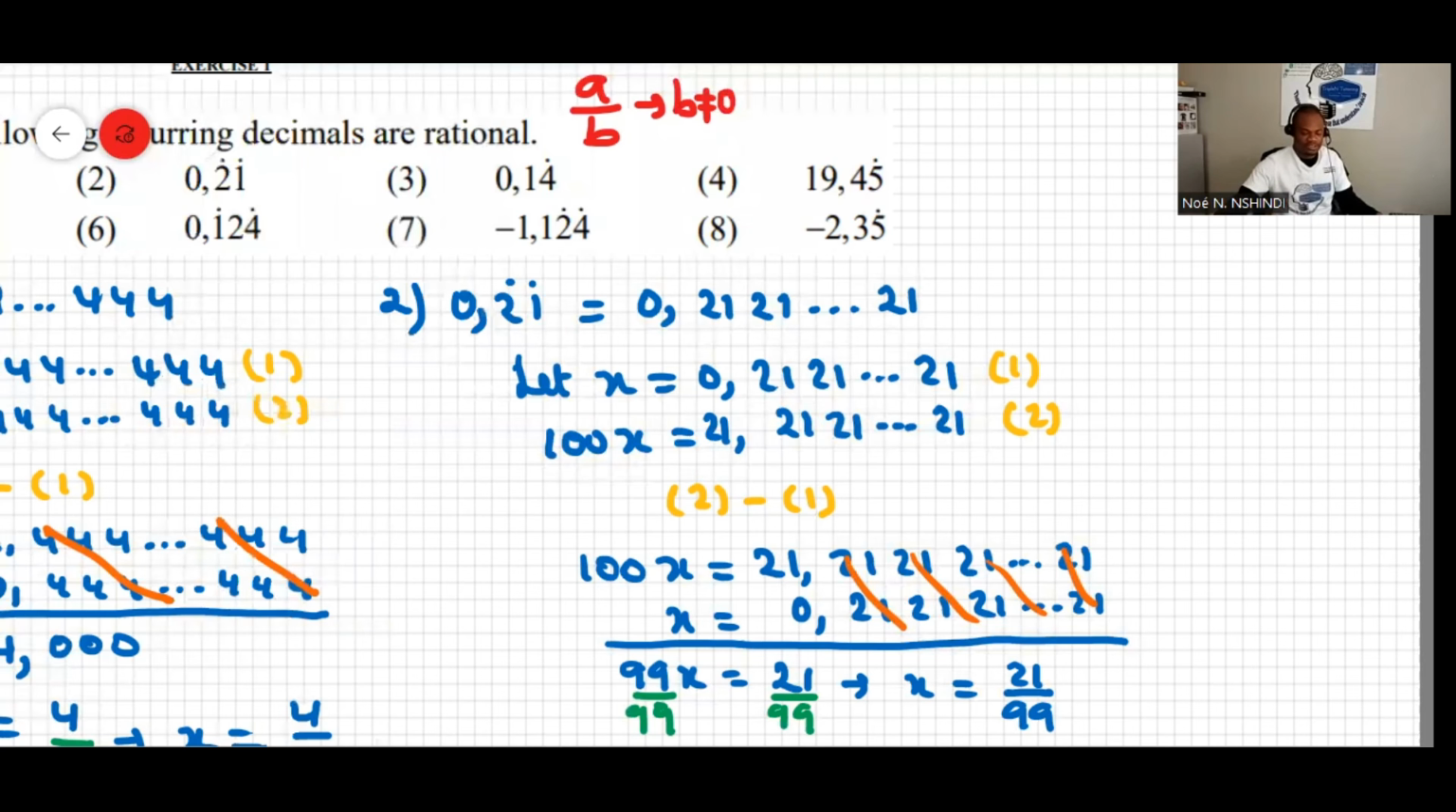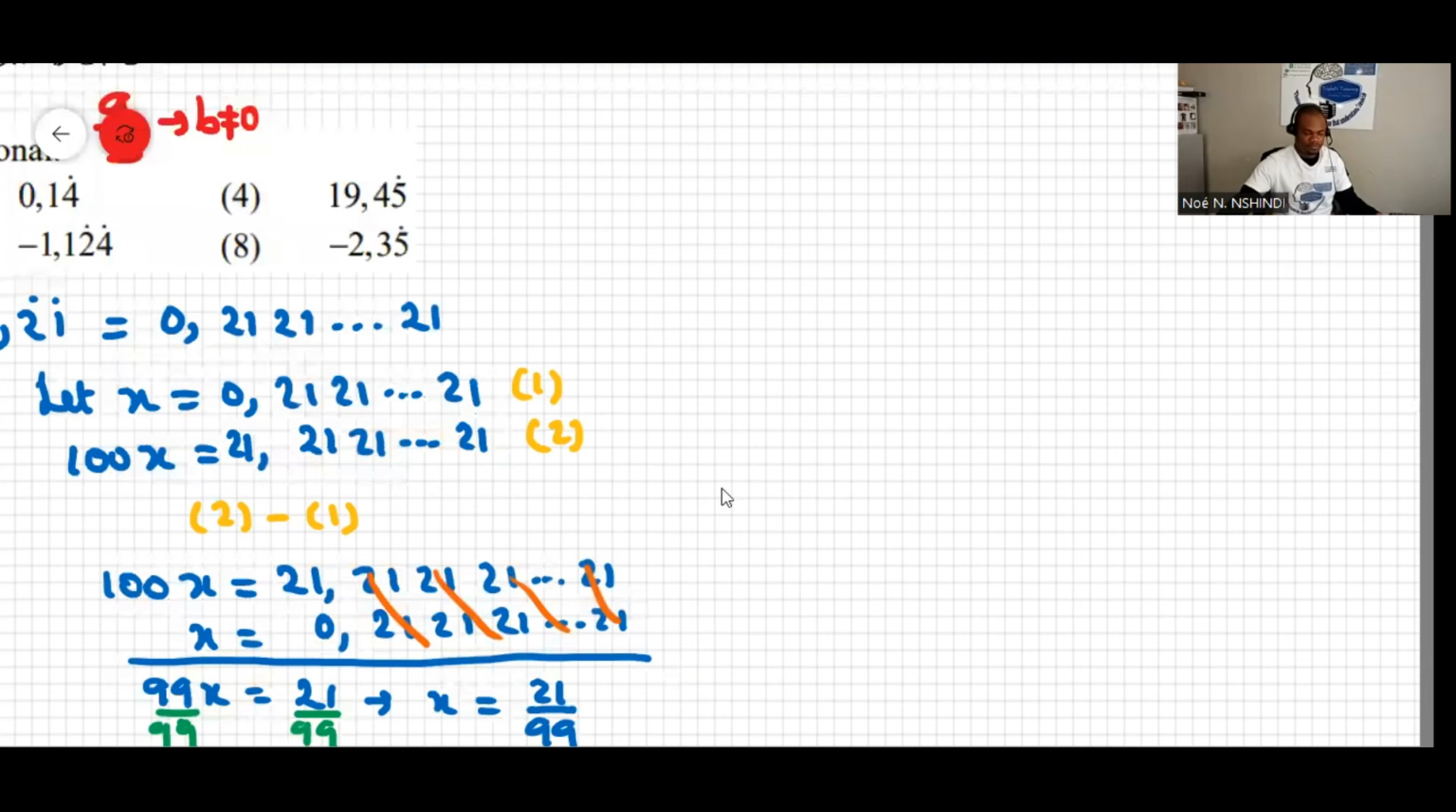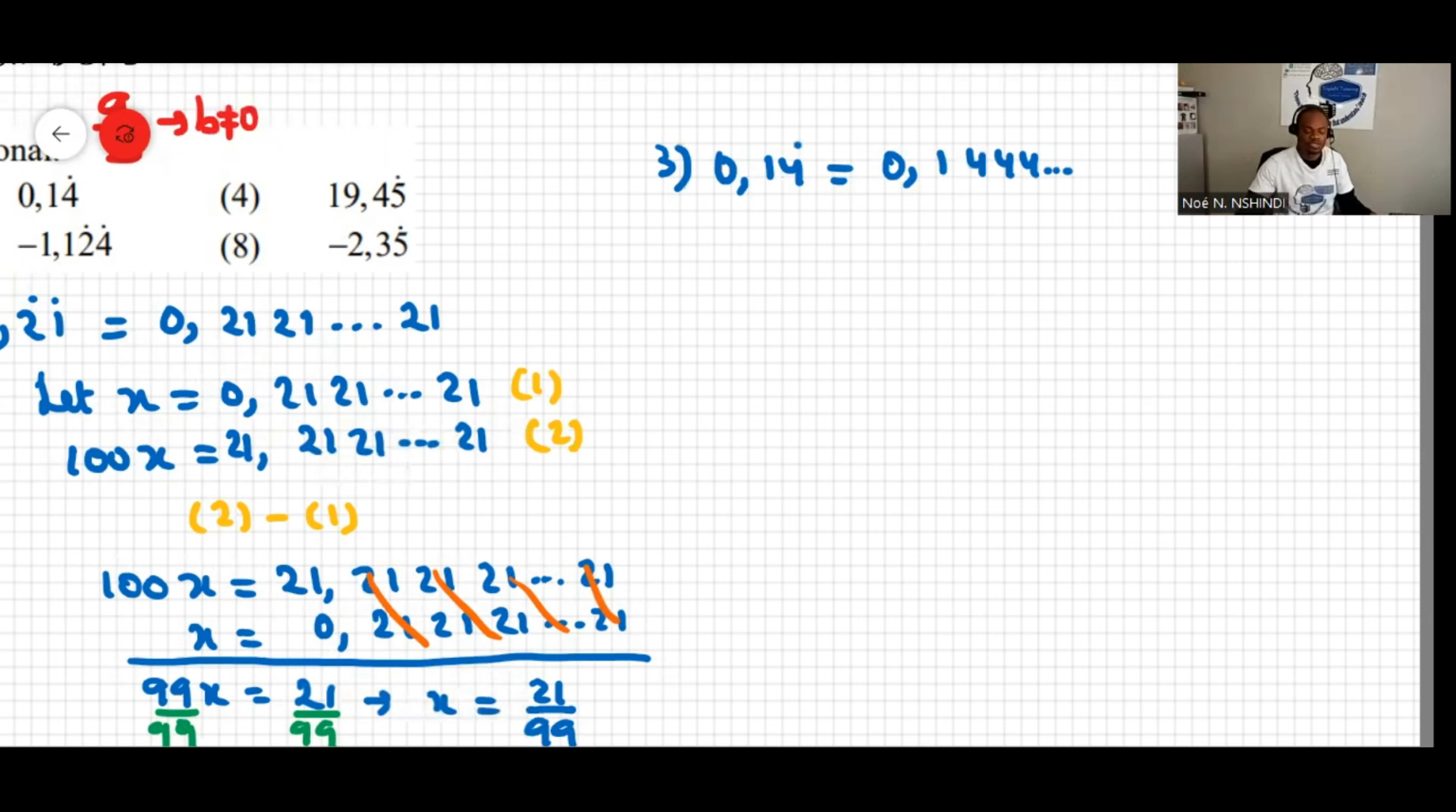Over here, now let's see question 3, for instance. Question 3 says 0, 1 and then 4 dots. So let me write it here, question 3. We have 0, 1 and 4. This simply means it's the 4 that repeats, not the 1. So this is 0, 1 and then 4, 4, 4 dot dot dots 4. So this is the only digit that repeats.